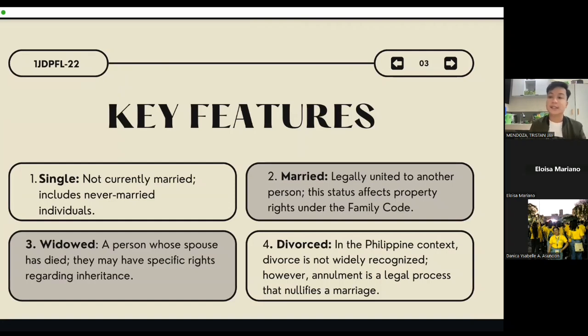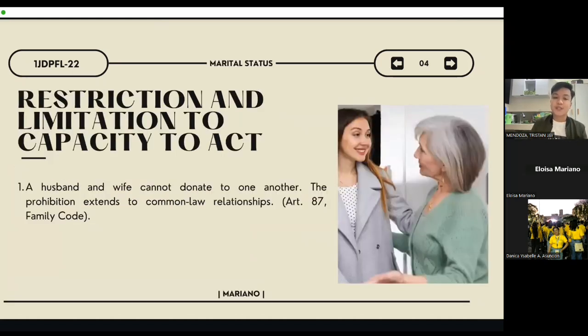So what are its key features? First is single: not currently married, includes never married individuals. For the married, they are legally united to another person. This status affects property rights under the Family Code. For the widowed, a person whose spouse has died, they may have specific rights regarding inheritance. For divorce, in the Philippine context, divorce is not widely recognized. However, annulment is a legal process that nullifies a marriage. For the restriction and limitation to capacity to act, Miss Eloisa Mariano will discuss it further.